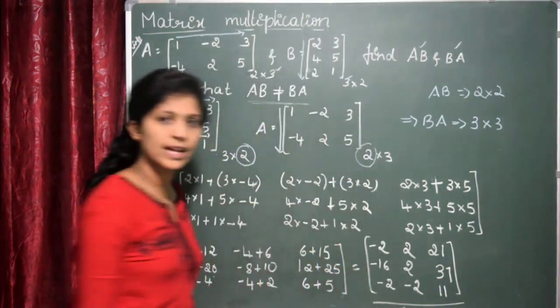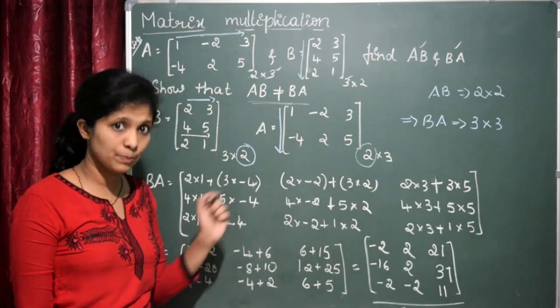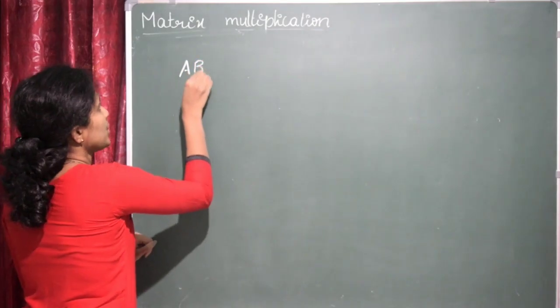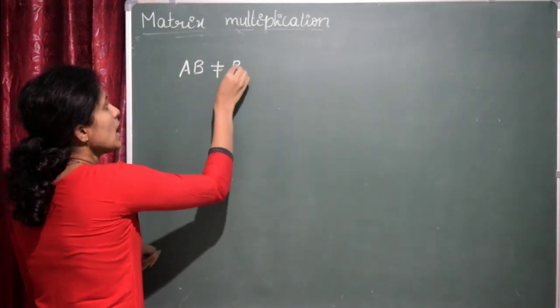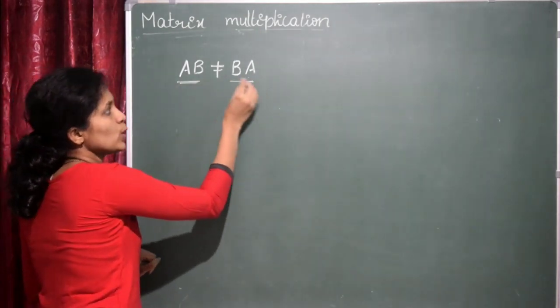So here we can say that AB is not equal to BA. I hope you understood this one. This is an important one. You have studied that matrix multiplication is not commutative, that is, AB is not equal to BA, but there are some cases where AB will be equal to BA.